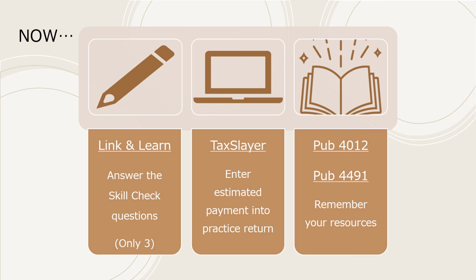Here's what I want you to do. Head on over to Link and Learn and answer the skills check questions. There's just 3 of them. In TaxSlayer, we do have a practice return where a taxpayer made some estimated payments, so you can go ahead and enter those. And as always, publication 4012 and 4491 are our resources that are available to us anytime we need them in the field or during the open book exams.